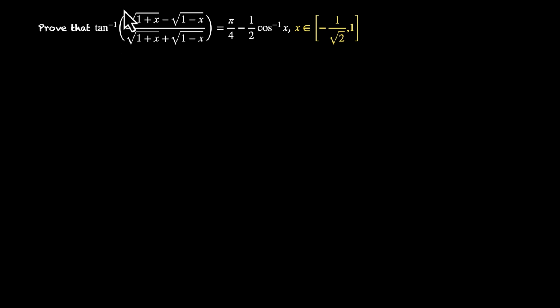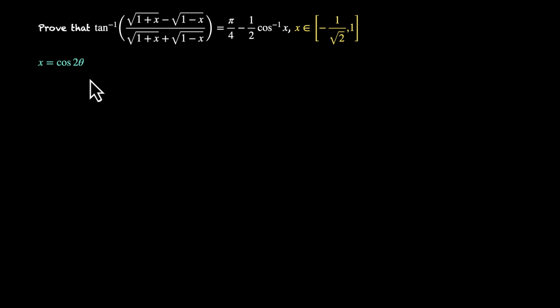Prove that tan inverse of root 1 plus x minus root 1 minus x, divided by root 1 plus x plus root 1 minus x, is equal to pi by 4 minus half cos inverse x, and x is in this range. Pause the video, think about it. Okay, now what substitutions should we use here to simplify the left hand side? We have 1 plus x and 1 minus x in the square root. What can x be so that we can have both of these as perfect squares? Alright, here's the answer.